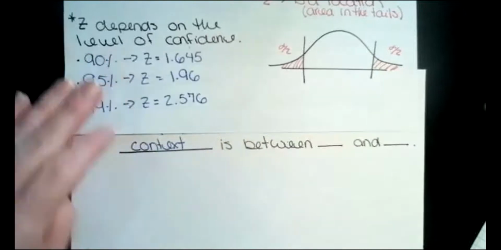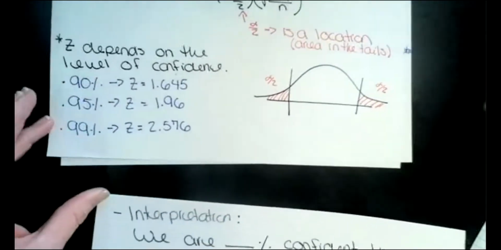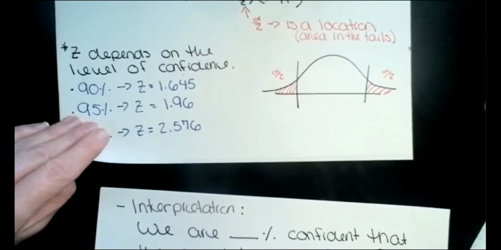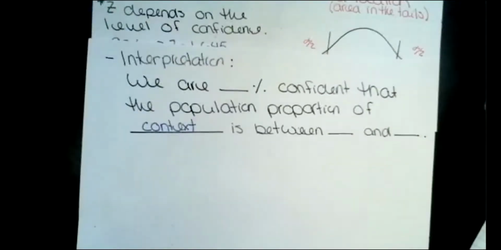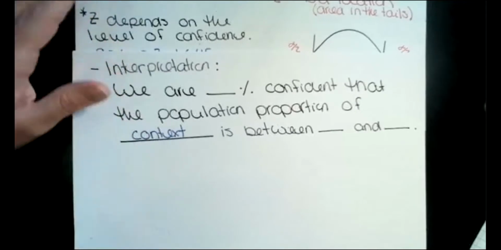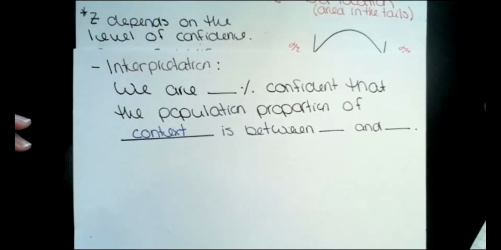The reason why it's not a probability is because P is a set value, right? My population proportion. So if I was studying the proportion of people who are wearing white shirts today, that is a set number, right? It's a set percentage. It's not a guessing game. So that's why it's not a probability.